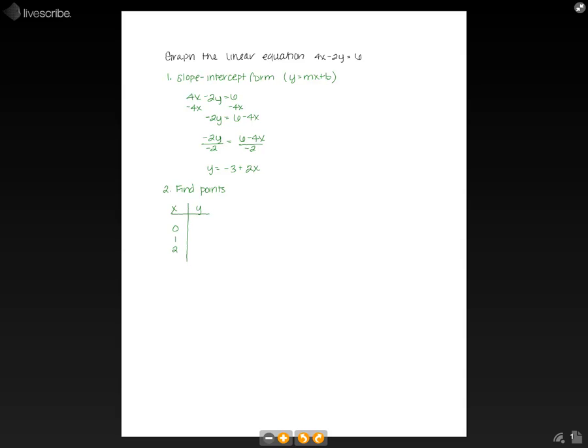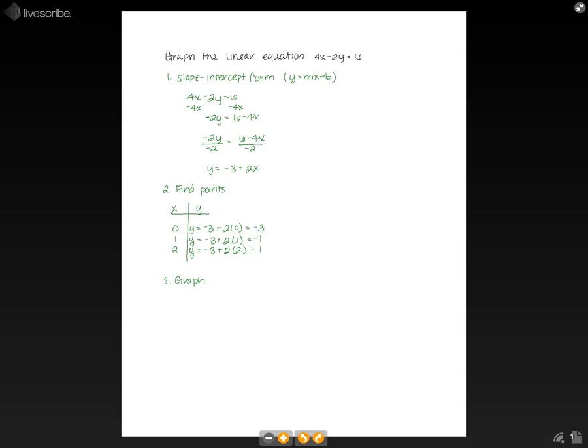So if we plug 0 into the equation, we get y equals negative 3 plus 2 times 0, which is also equal to negative 3. If we plug in 1 into the equation, y equals negative 3 plus 2 times 1, which is equal to negative 1. And if we plug in 2, we get y equals negative 3 plus 2 times 2, which is equal to positive 1. Alright, so from those 3 points, we could graph the equation. So that's step 3.